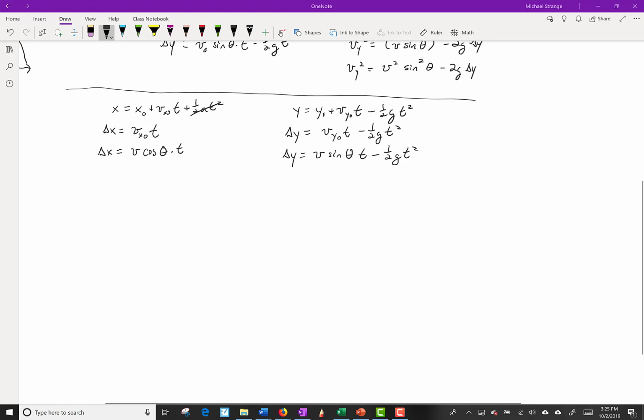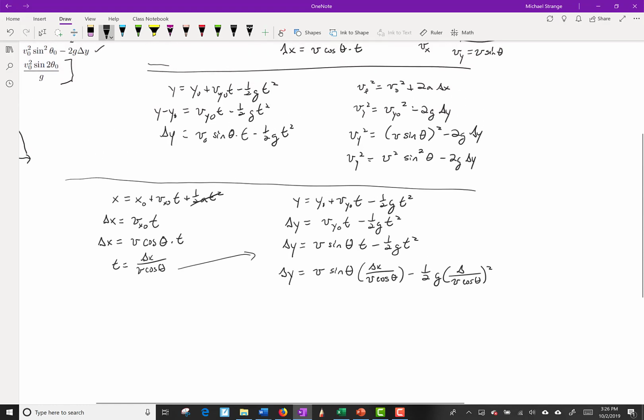Okay, so this is linear, so we want to eliminate time. That's the idea, is to get the range. So time in this case is going to be delta x, my range, over v cosine theta. Now I'm going to take this and substitute it in there to get rid of the t's. So delta y is going to be v sine theta times t, which is delta x over v cosine theta, minus 1/2 of g times delta x over v cosine theta, squared.